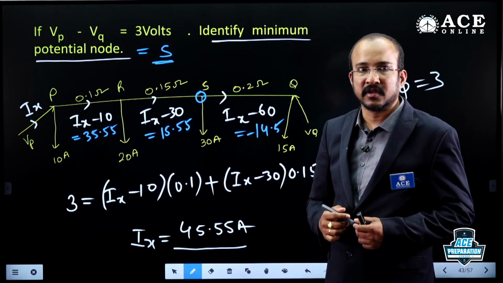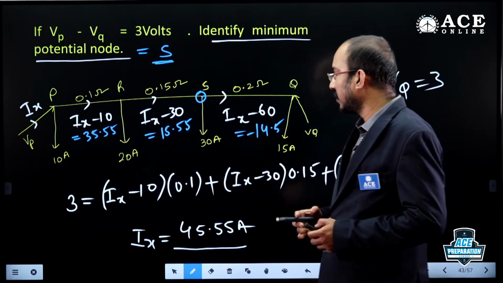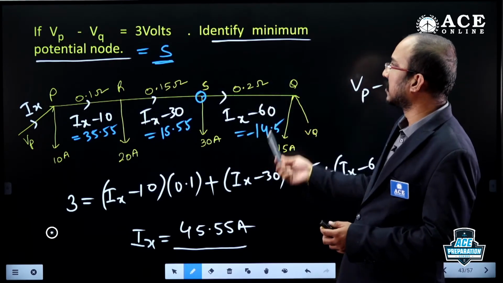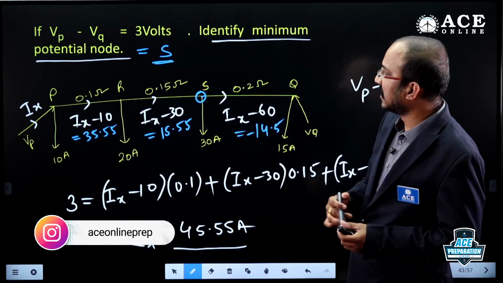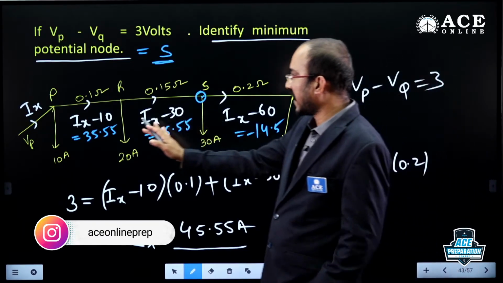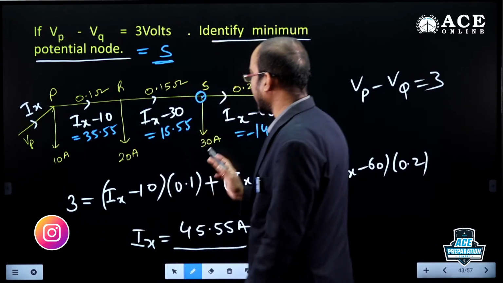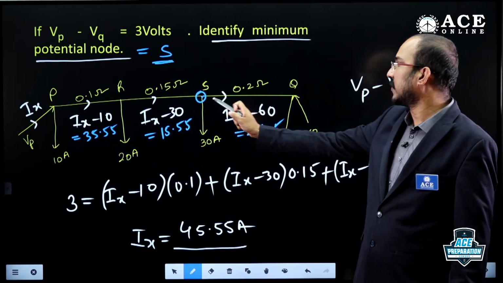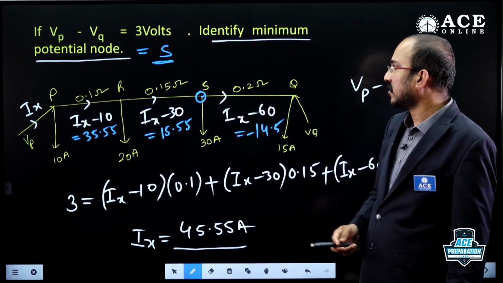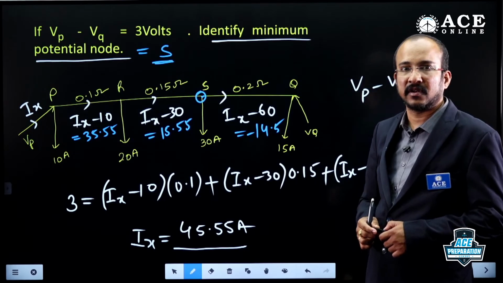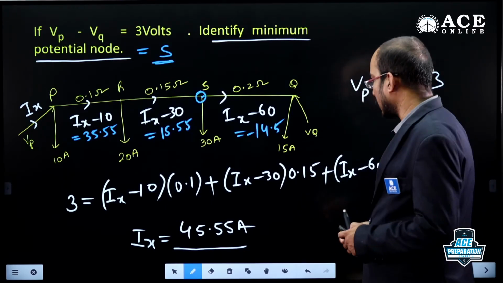Got it? I think you have understood this problem. How to identify the minimum potential node? First, calculate the current. Once you calculate the current, substitute the value of current in the network and identify where you get the change in sign. That will be the minimum potential node. Okay.